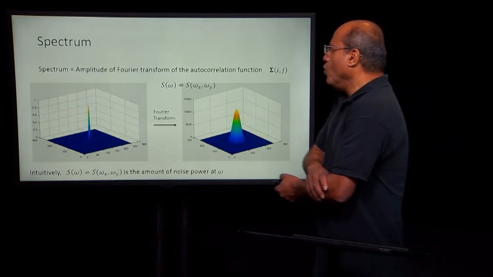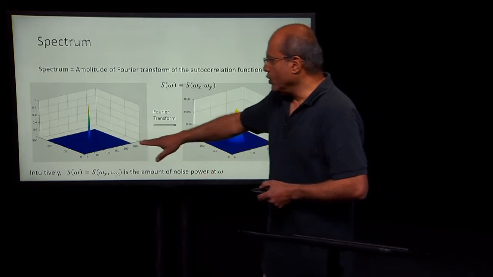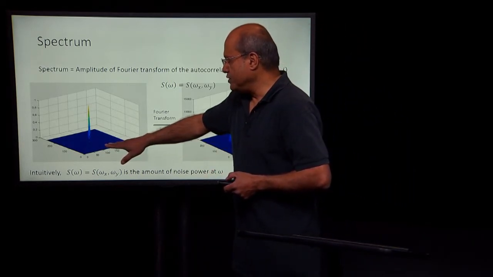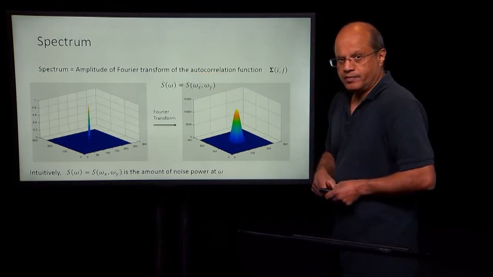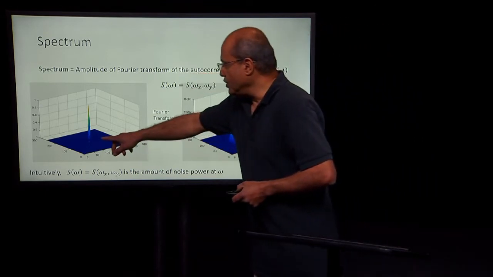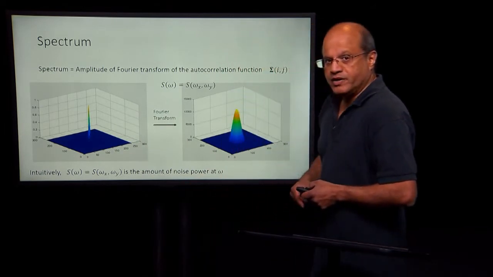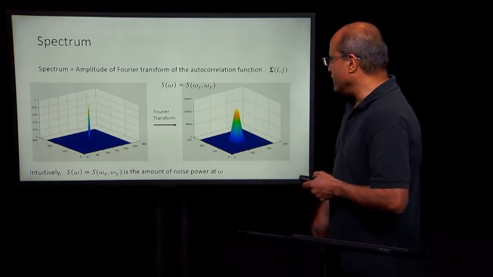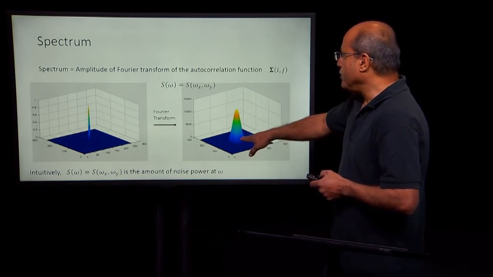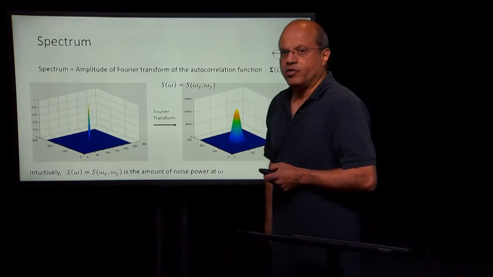Okay, so once you have the autocorrelation function of noise, you can take the amplitude of its Fourier transform. And so here's the autocorrelation function I had on the previous slide. And the amplitude of its Fourier transform looks like this. And that amplitude is called the spectrum of noise.